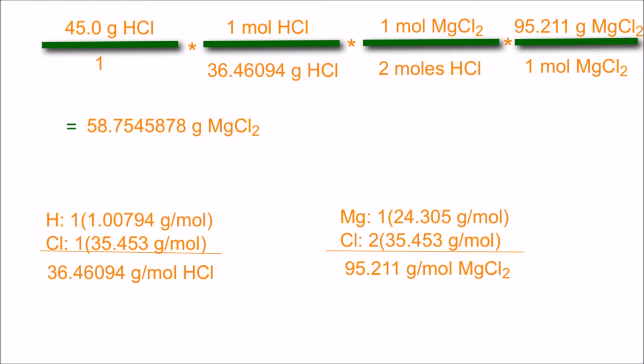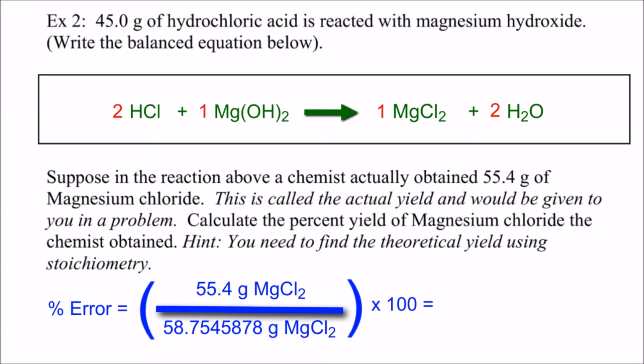So what we're going to do with that now is plug it into our percent yield formula. Remember that it is actual over theoretical times 100. This is not the actual amount of the magnesium chloride. This is the beginning amount of your hydrochloric acid, so please don't make the mistake of trying to put that in here. I know some people do that. This is your actual amount of the magnesium chloride, so that's going to go here, and this is your theoretical amount of magnesium chloride that we just got from doing our stoichiometry. So now we just have to do the math.